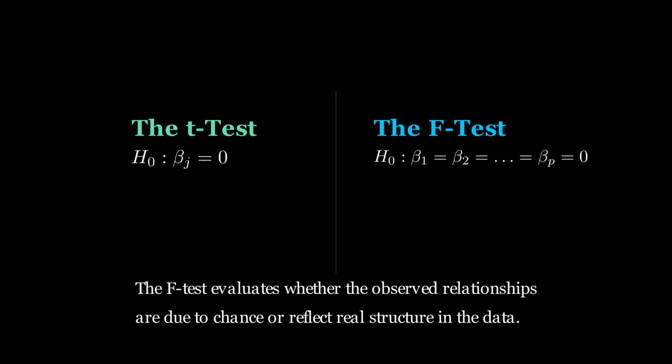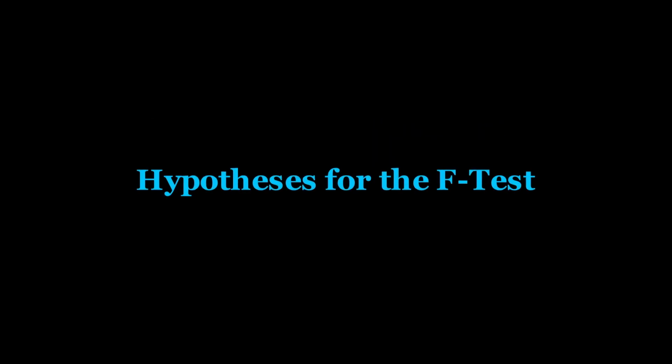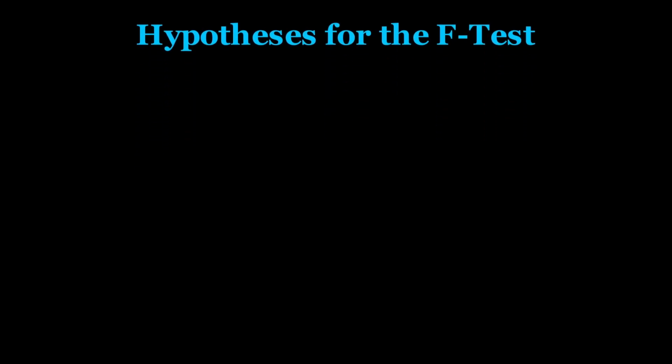In other words, the F-test evaluates whether the observed relationships between predictors and the response are due to random chance, or whether at least one predictor genuinely explains variability in the data. Like the t-test, the F-test is a formal hypothesis test. It is most useful for multiple regression models, where we have more than one predictor variable.